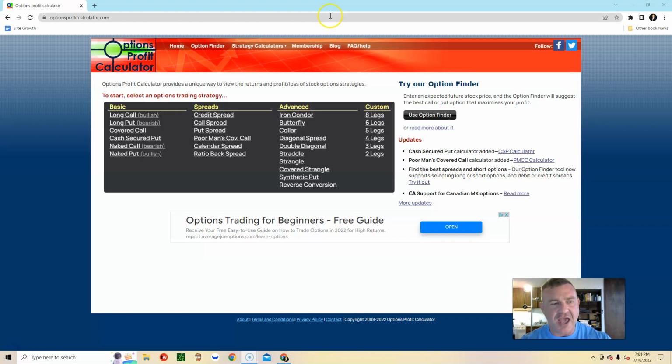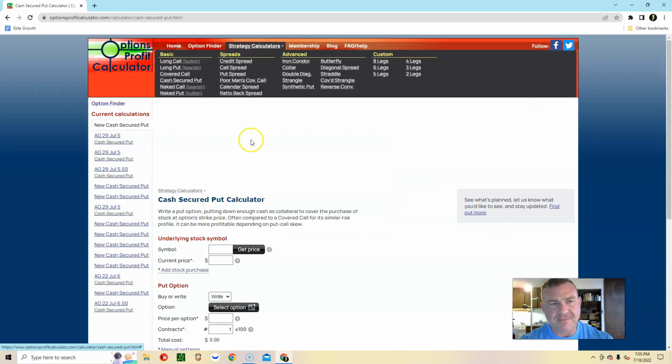So we're over here at put options calculator. You see that it's got all different types of option strategies here, broken down into 4 different categories. And we're looking under the basic at the cash secured put option.